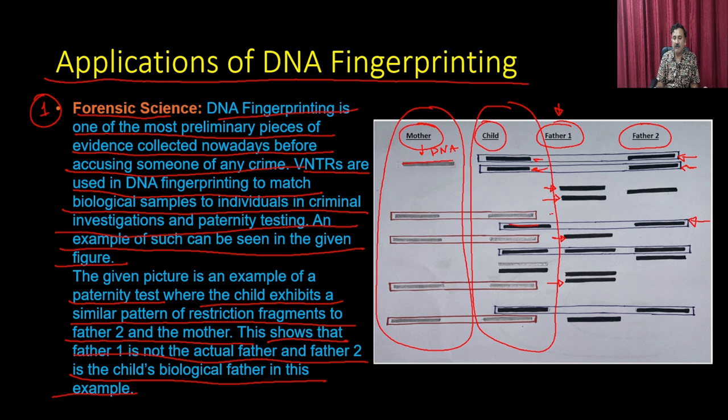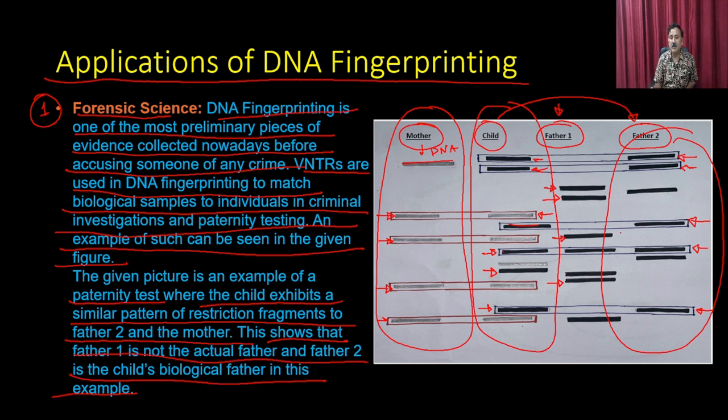You see this child is also having this band which is coming from the mother, right. And then the child has this band which is coming from this father, right. And then the child also has a band which is unique, right. And then you also have another band which is also coming from father number 2. So, the majority of the bands present in father number 2 are present in the child, and the majority of the bands present in the mother are also present in the child. This means this child belongs to father 2 rather than father 1, because many of the bands present in father 1 are not present in the pattern of the child.